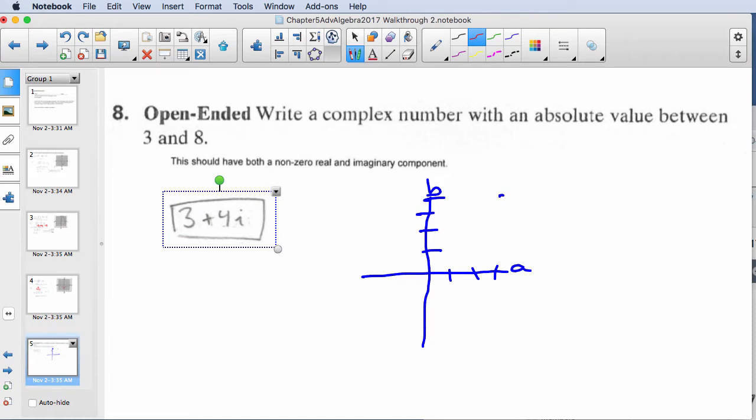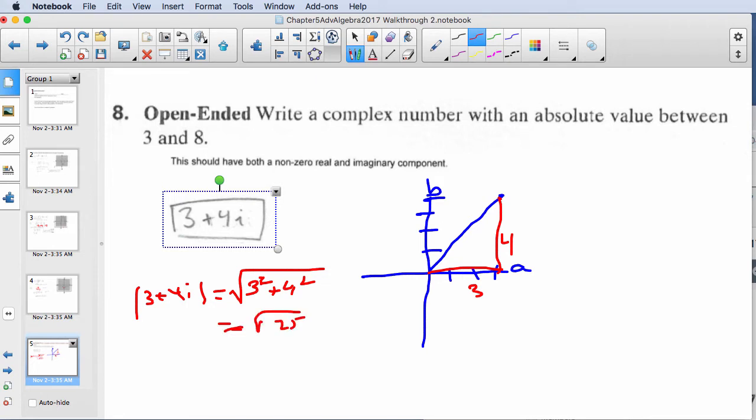Let's go ahead and use our definition of the absolute value, which is the distance from the origin, and connect that with a line. We'd like to see the length of that new line that we've created. So we'll recognize that we can make this into a triangle where the horizontal distance is 3 and the vertical distance is 4. So our absolute value is going to be equal to, using Pythagoras' theorem, the square root of 3 squared plus 4 squared. So that's going to be the square root of 25, which is equal to 5. So that checks. That does give us an absolute value between the values of 3 and 8.